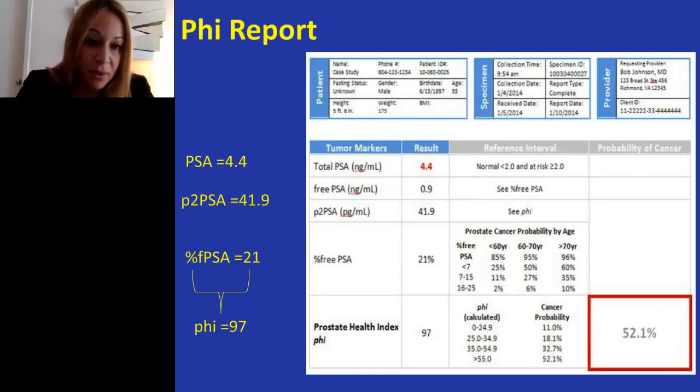So this is what the report looks like. Basically, you get your PSA, the pro-PSA, and the free PSA, the three parts separately, and then you get a combined score that tells you the risk of finding prostate cancer on a biopsy and predicts the risk of aggressive disease.